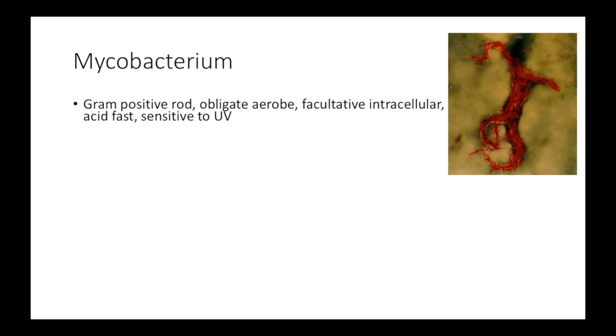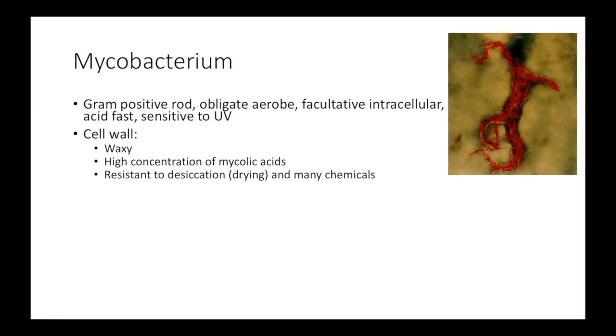So I'm going to go through what I wrote down. We have gram-positive rods / bacilli. It's an obligate aerobe, and facultative intracellular, acid-fast, like you guys said, and is sensitive to UV light. Its cell wall is important. It's very waxy, has a high concentration of mycolic acids, which make it resistant to drying and many other chemicals that are used to kill other bacteria before culturing and all of that stuff.